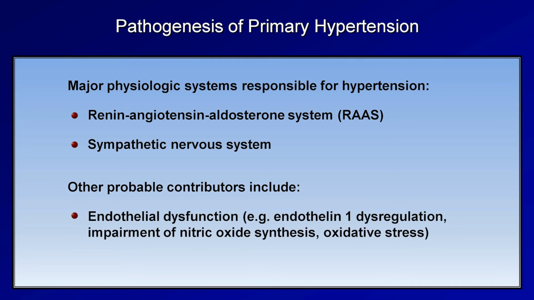They include endothelial dysfunction, for example, dysregulation of a compound called endothelin-1, impairment of nitric oxide synthesis, and oxidative stress. Also included is cytokine dysregulation. There are several others as well, but these latter contributors are not well understood at this time and play little to no role in the development of a treatment strategy for hypertension, so I'll talk more only about the top two.